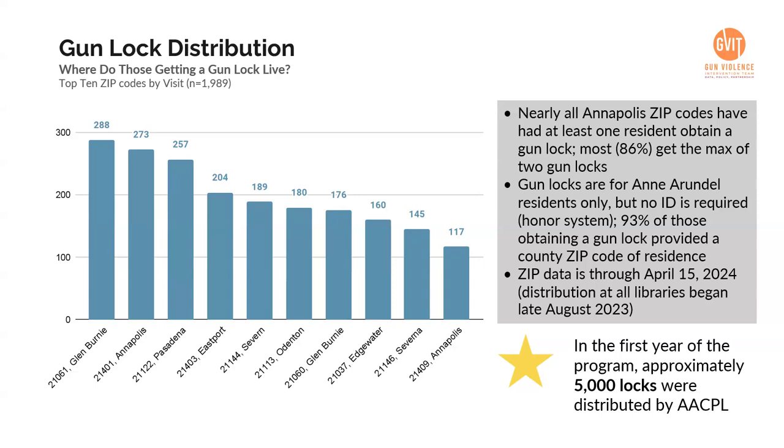And so Annapolis zip codes have received the most gun locks. Most people come in, and 86% of folks who are coming through the door are getting 2 gun locks. You can get 2 per day. So if you have more than 2 firearms, you can come back another day and get more. We don't require that folks give us an ID. We do ask that you be over the age of 18, and we ask for your zip code, race and ethnicity. And so far, people have not been hesitant to give us that information.